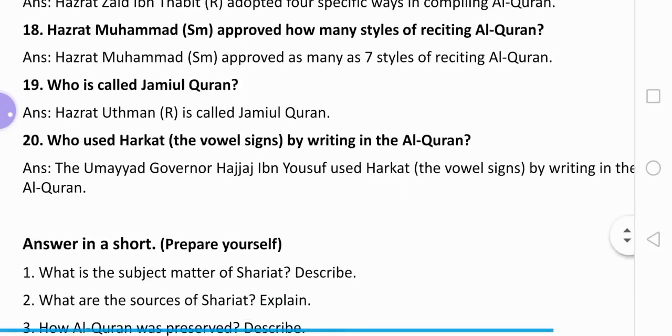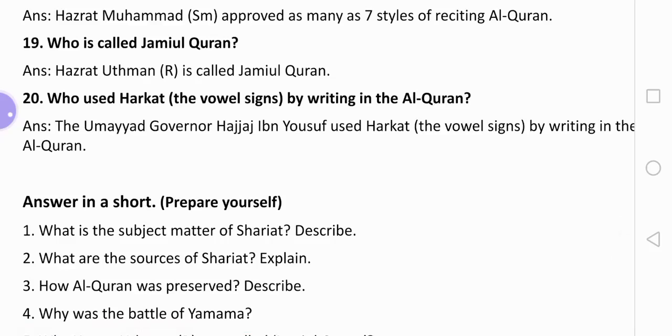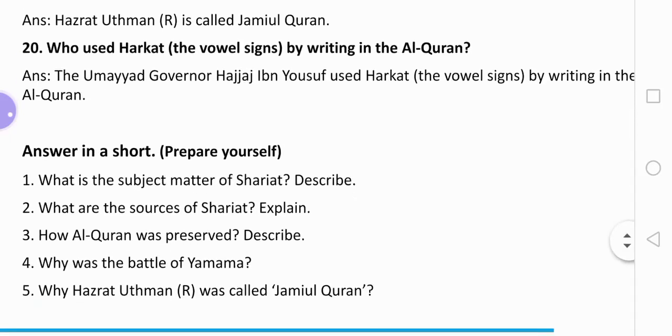And number 20, who first used harkat, the vowel signs or zer, jobor, pesh, etc., by writing in the Al-Quran? The Umayyad governor, Hazrat Hajjaj ibn Yusuf. You have to sharply memorize the name of Hazrat ibn Yusuf, who first used harkat or the vowel signs by writing in the Al-Quran Al-Karima.